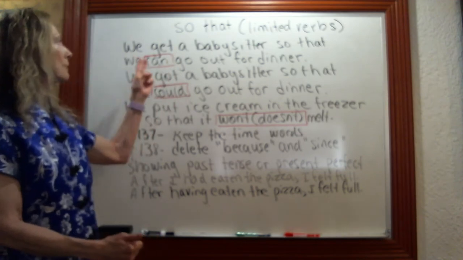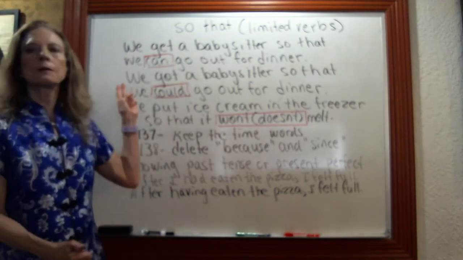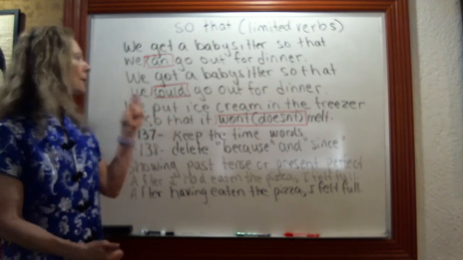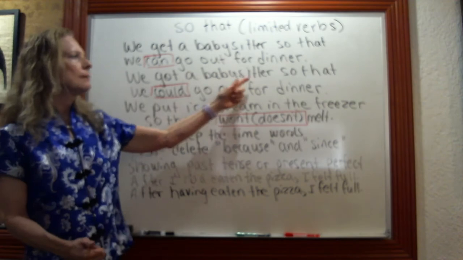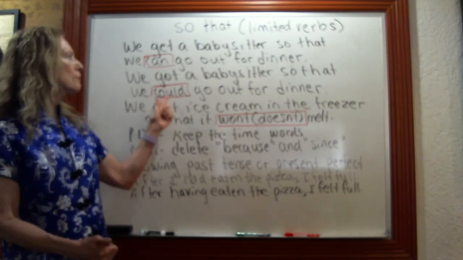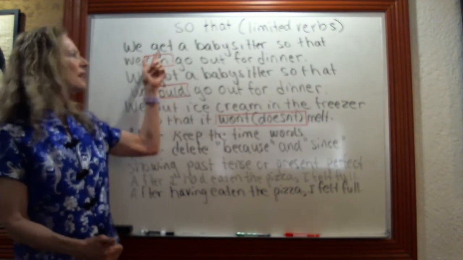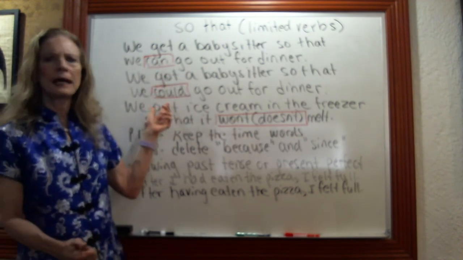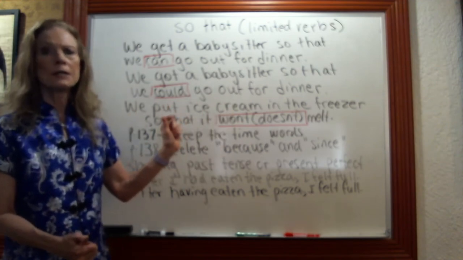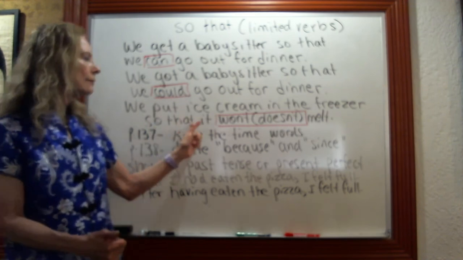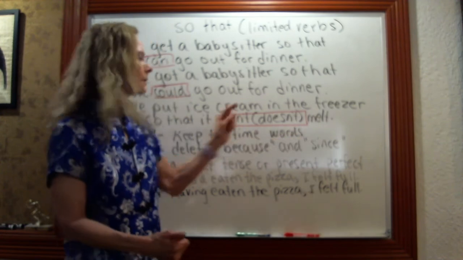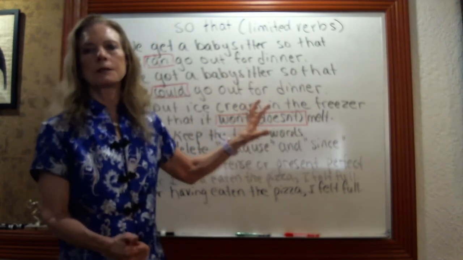So here's an example. We get a babysitter so that we can go out for dinner. That's kind of a present or a future. But in the past tense, we got a babysitter so that we could go out for dinner. Notice very limited verbs: can, could for present or future, could for the past. Over here, why do we put ice cream in the freezer when we get home? We put it in the freezer so that it won't melt, or so that it does not melt. So very, very limited verbs after "so that."